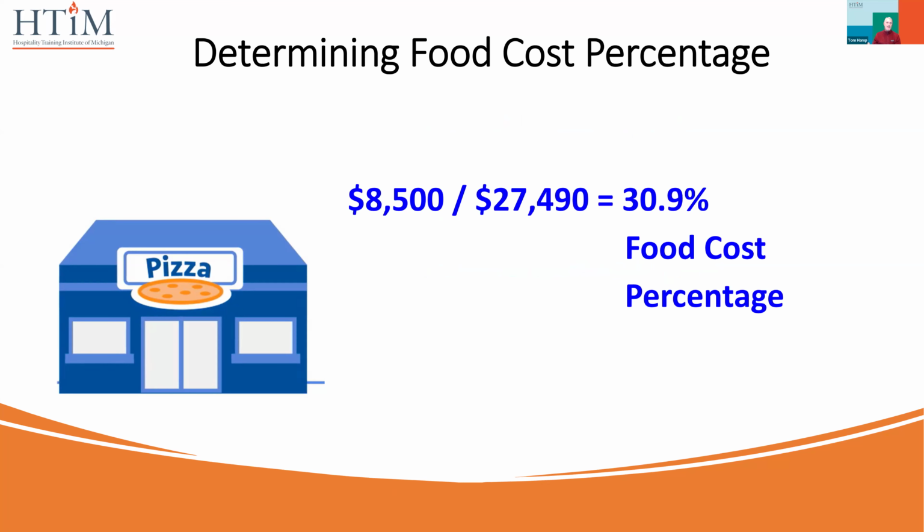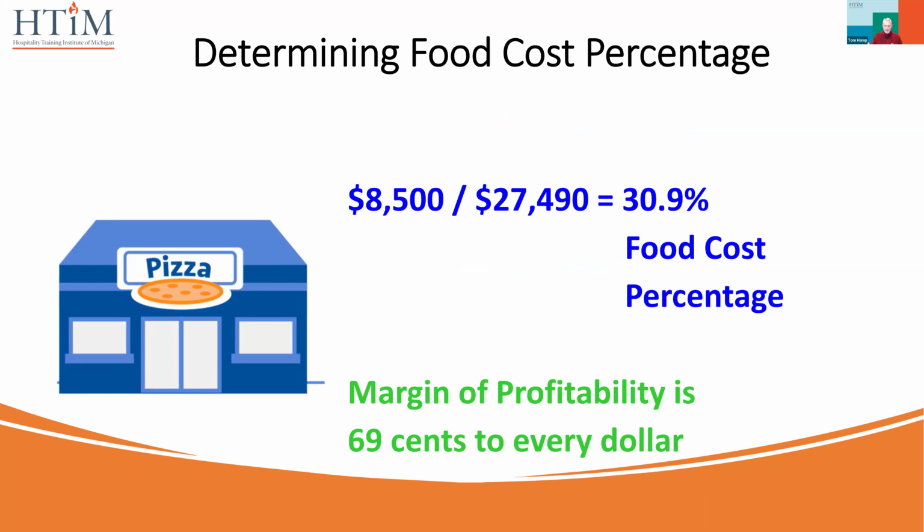So we take that $8,500 divided by $27,490. We get a food cost percentage of 30.9%, not dollars, but 30.9%. So what's that mean to us? Well, what that means to us is that for every dollar that people spend, we make a profit of 69 cents. That's pretty darn good.